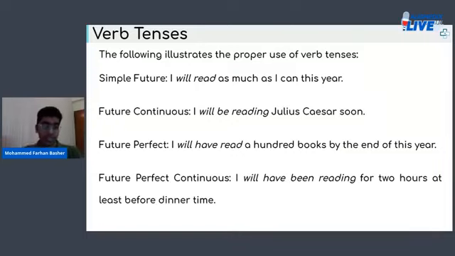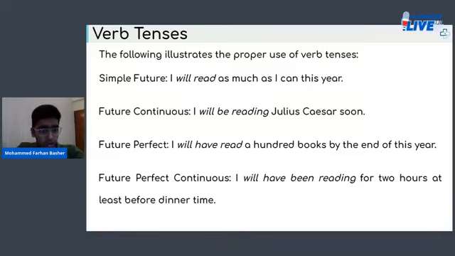Okay, what about the future continuous tense? Here, you talk of something again, only this time, you are talking about the action that you want to do or that you want to pursue in the future in the continuous tense. So you say, I will be reading Julius Caesar soon. Also, the word soon is again another future time expression, a time expression that denotes a time of the future. So you say, I will be reading Julius Caesar soon. Julius Caesar is, of course, a book by William Shakespeare, and it's, of course, based on the life of the real Julius Caesar. Okay, so I will be reading Julius Caesar soon.